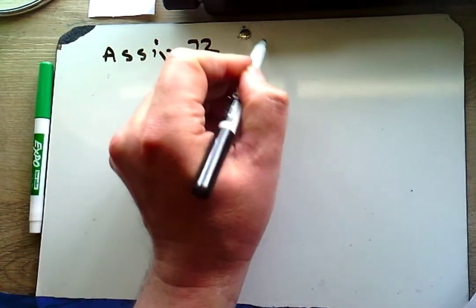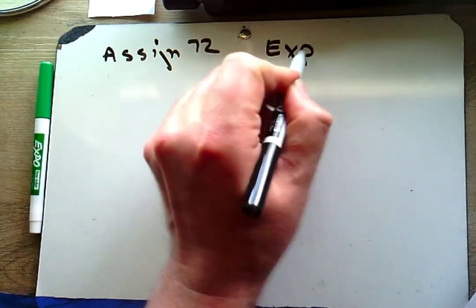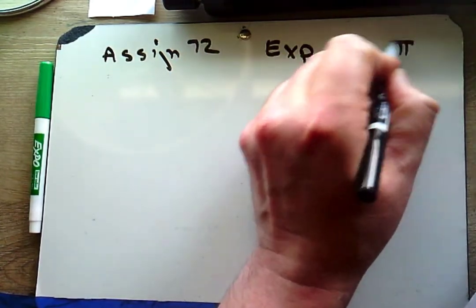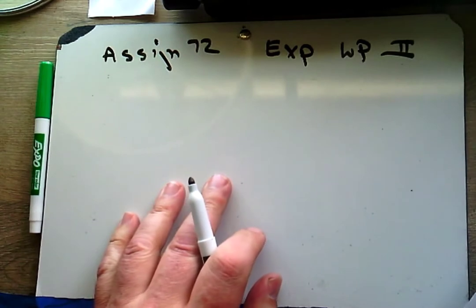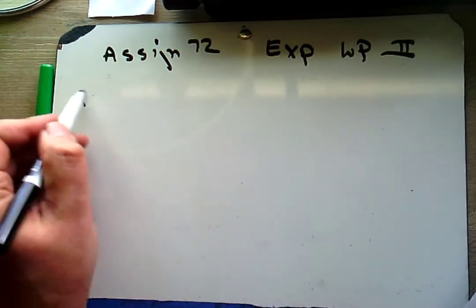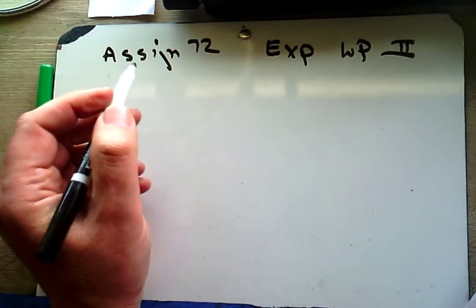I wanted to continue. This is going to be assignment 72, and we're dealing with exponential word problems, number 2. All right. Let's actually start off with some bell work, some local bell work.